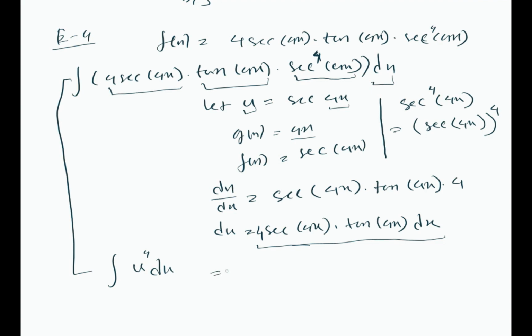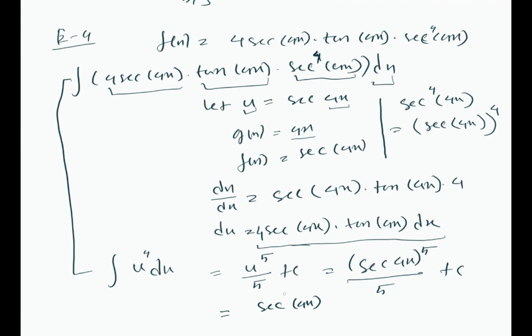So we need to apply the power rule of integration here. So u to the power 4 plus 1, which is 5, divided by 5 plus c. And if you substitute the value of u, which is sec of 4x, to the power 5 divided by 5 plus c. So this is the answer of this example, or you can rewrite it again, sec of 4x, you can put the power here, then divided by 5 plus c.